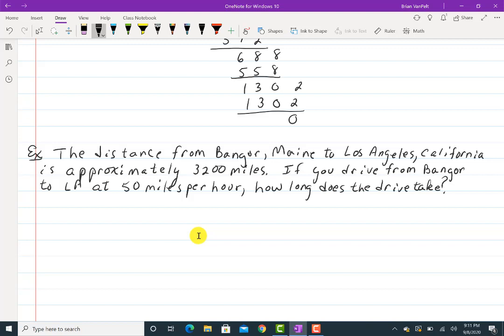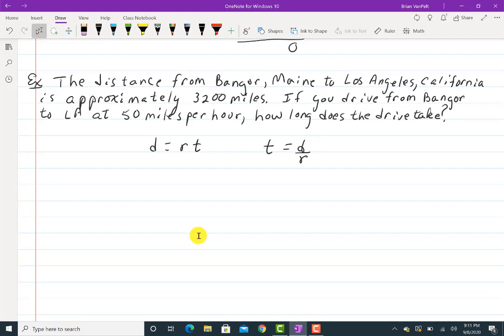So in order to get that, you probably know this equation. Distance equals rate times time. But if I want to know how long something is, you probably also know that time equals distance divided by the rate. So in this particular problem, I do want to know how much time this is. The distance is 3,200 miles and the rate is 50 miles per hour. So I know in order to do this problem, I have to do 50 into 3,200.